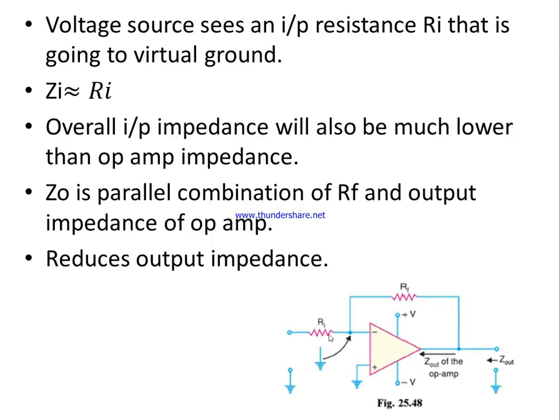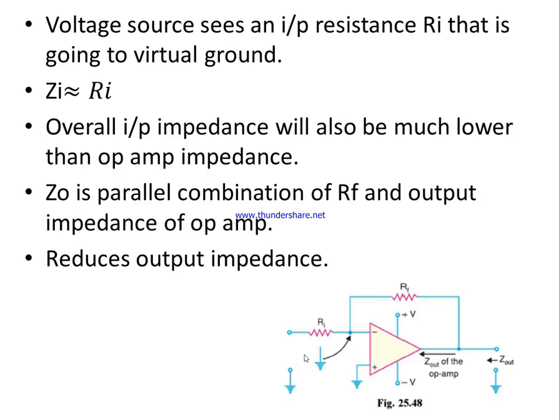Clear? Therefore, the voltage source sees the input resistance RI going to the virtual ground as the input impedance of that circuit. Therefore, ZI is approximately equal to RI. And you know that the op-amp's ZI is very, very high, approximately 10 raised to 5. Okay. But RI, which is the input resistance, is much lower than the value of ZI. It will be around 1 kilo ohm, between 1 kilo ohm and 10 kilo ohm. That will be the value of input resistance RI.